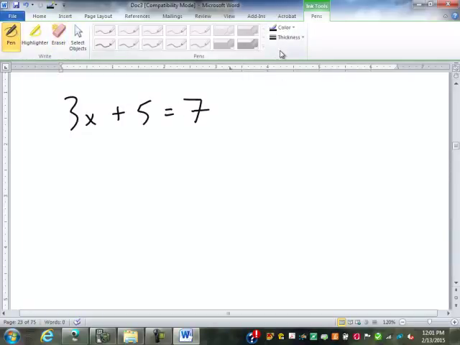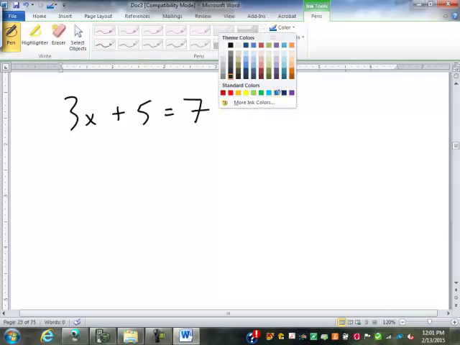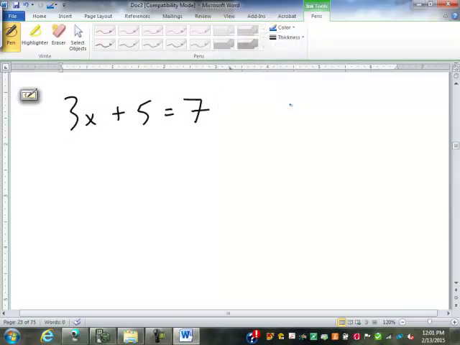And we went through the process. You'd subtract 5, divided by 3. But what if there weren't any numbers in it? What if it was just ax plus b equals c, and you're asked to solve that for x? In an equation like that, since everything is a variable, you do have to specify which one to solve for.